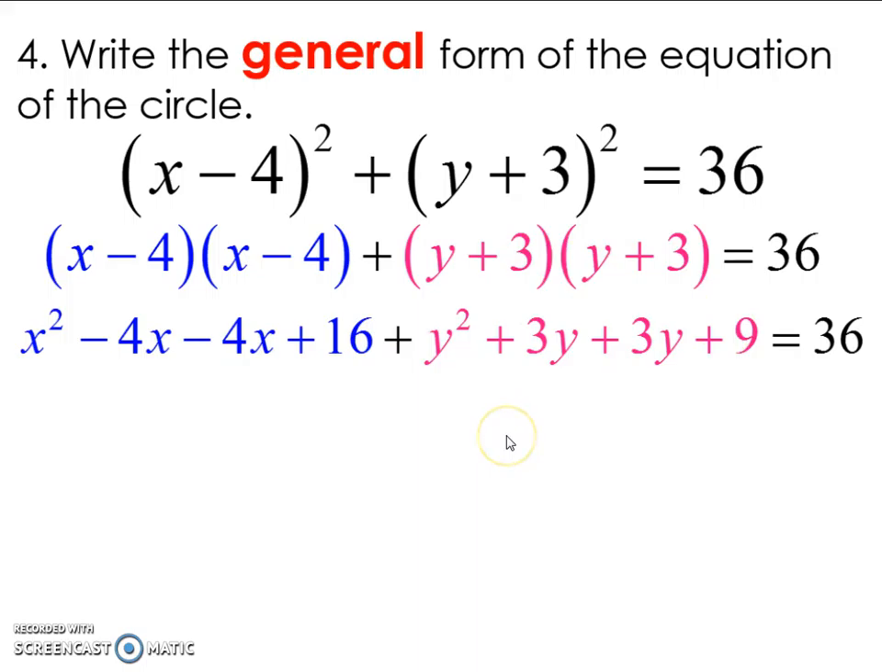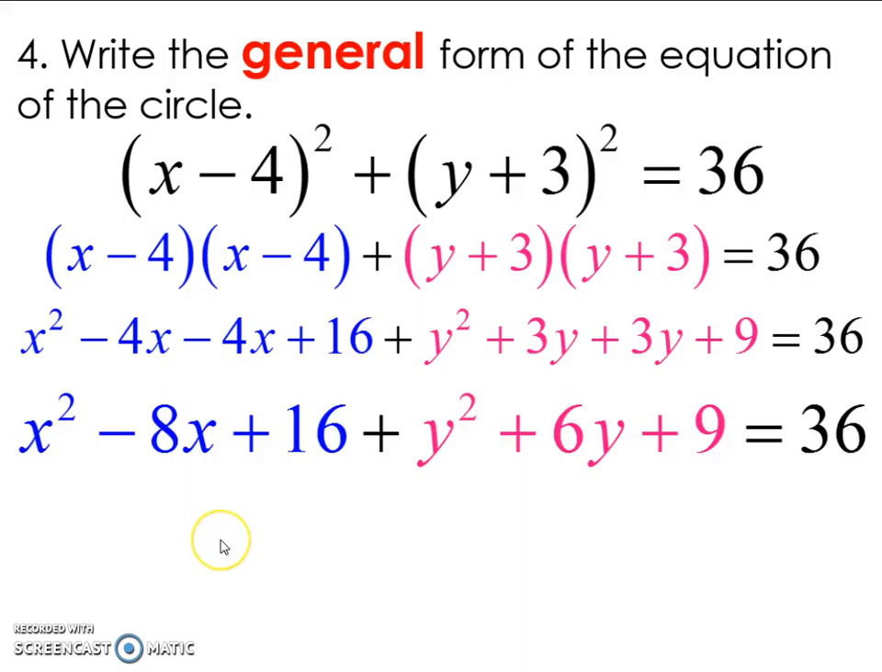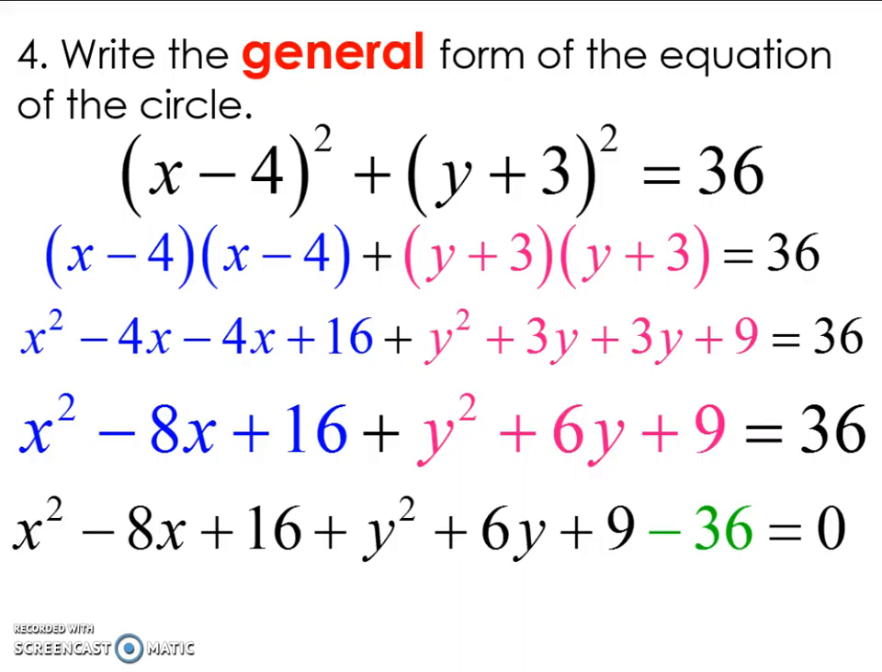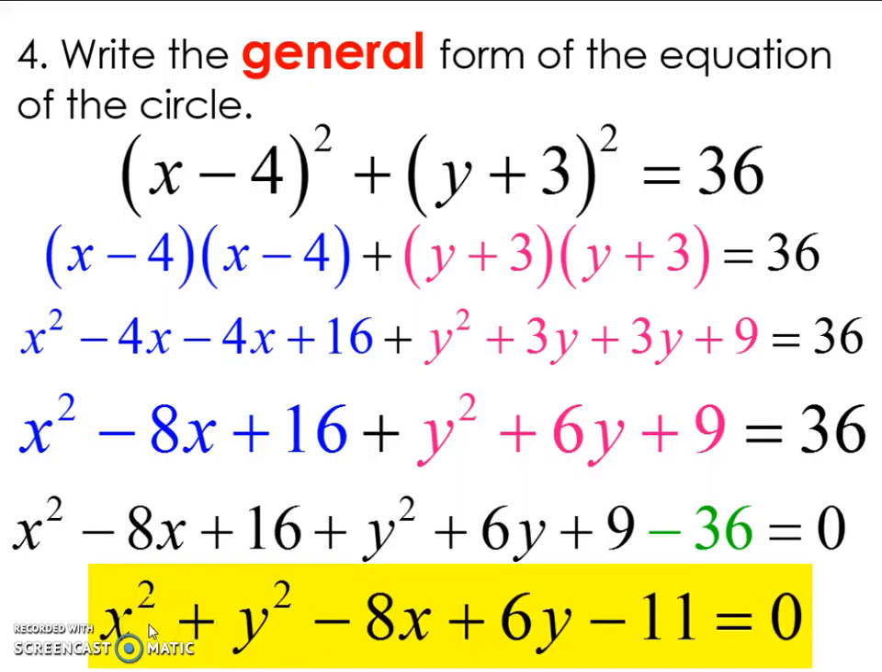Now we just clean everything up. So we're going to rewrite it with our square terms first: x squared plus y squared. We're going to rewrite it with our simplified -4x and -4x, that's -8x. 3y and 3y is 6y. We're going to subtract the 36 over. And then finally, when we clean it up, you put your x squared terms and your y squared together, your x's and your y's, and then your constant. I hope this helps. Follow this example thoroughly and be ready to practice in class tomorrow.